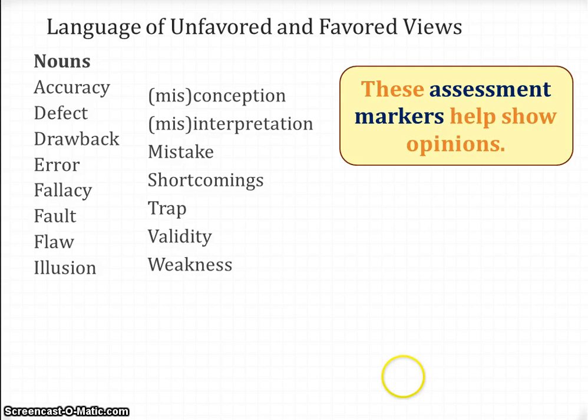And again, we also see other words that show us opinions. Accuracy, defect, drawback, error, fallacy, fault, flaw, illusion, conception, or myth. Myth means wrong conception. Misinterpretation, wrong understanding. Like mistake, shortcomings, trap, validity, weakness. His weakness is, that's the author's opinion.